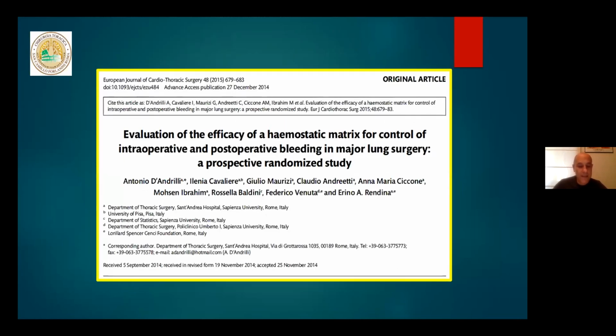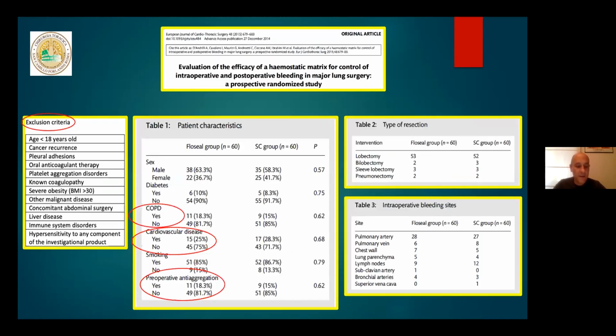Data assessing the role of topical hemostatics in general thoracic surgery are limited. This prospective randomized study is, as far as I know, the only one in thoracic surgery, and it was designed to assess the safety and the efficacy of FloSeal in major lung surgery. As we see in the slides, patient selection was very strict. For example, we note a low percentage of patients with COPD, cardiovascular disease, and preoperative antiaggregation.